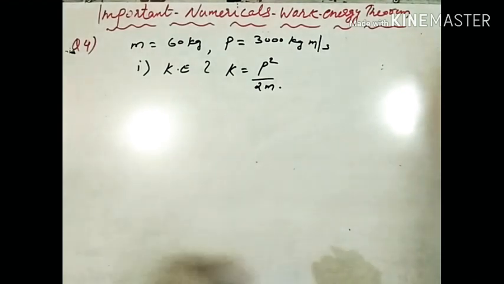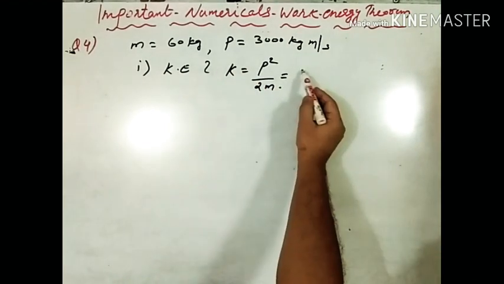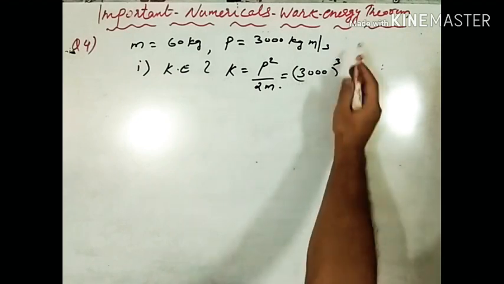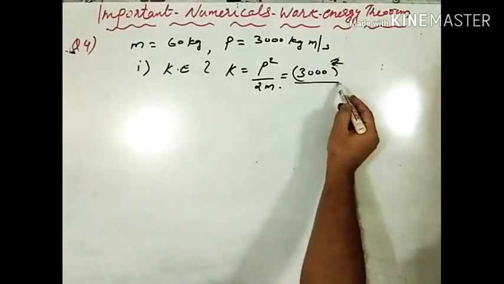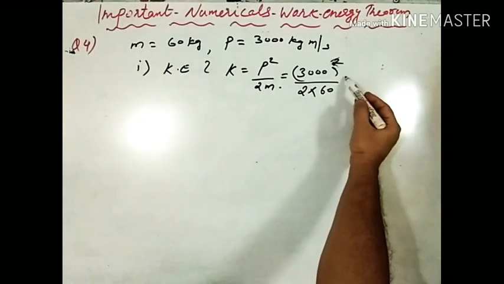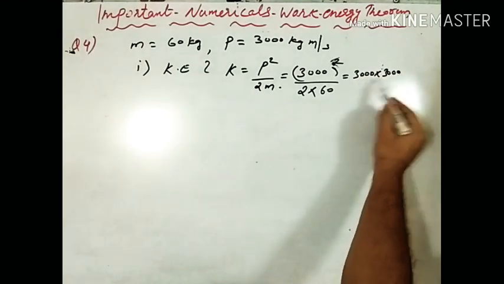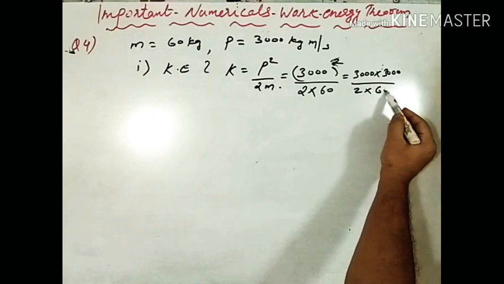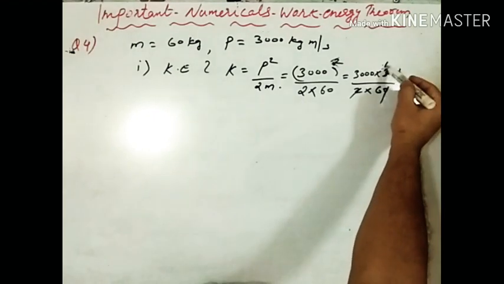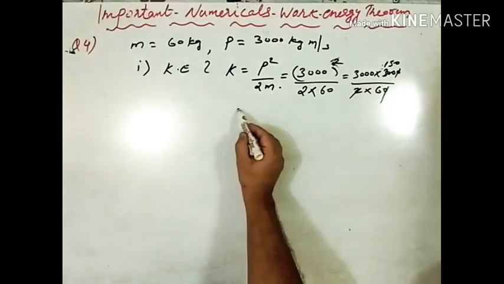You should remember all the formulas. So kinetic energy is equal to P squared by 2m. What is P? 3000 squared divided by 2 into mass 60. That is equal to 3000 into 3000 divided by 2 into 60. Zeros cancel. This is equal to 150. This is how much? Then solve it.